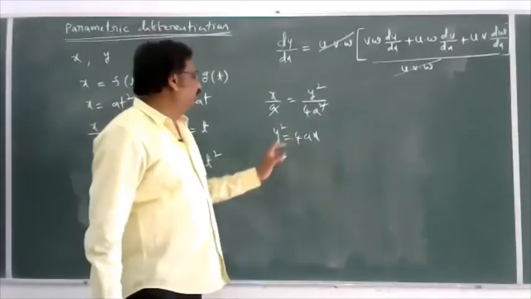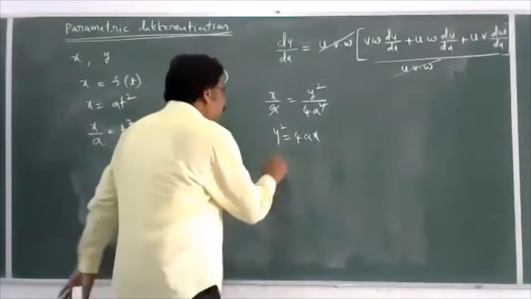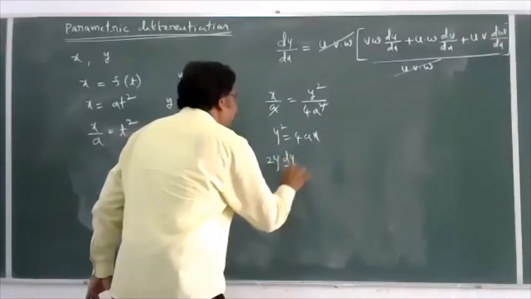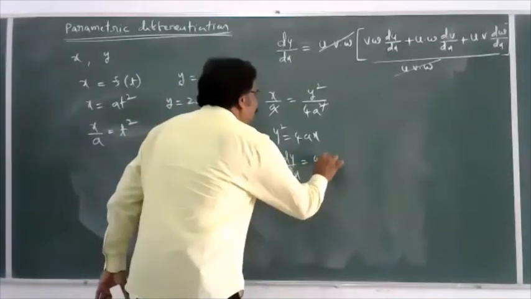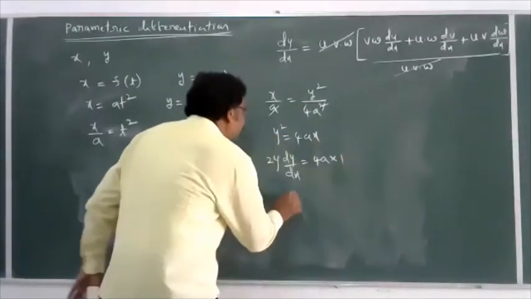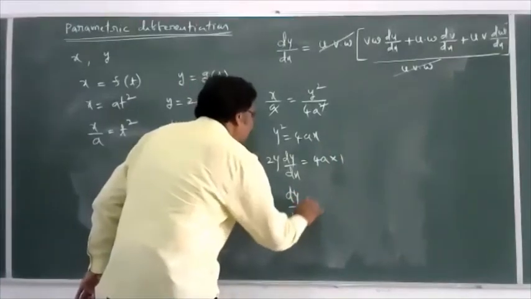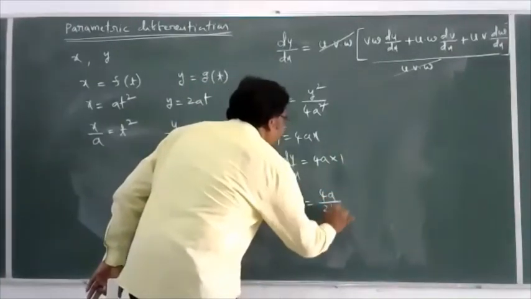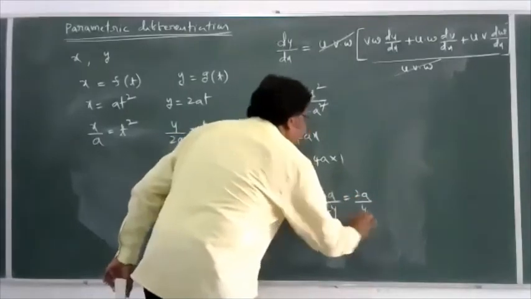You know y square derivative is 2y into dy by dx, and 4a into x derivative is 4a into 1. Then you get dy by dx is equal to 4a by 2y, that is 2a by y.